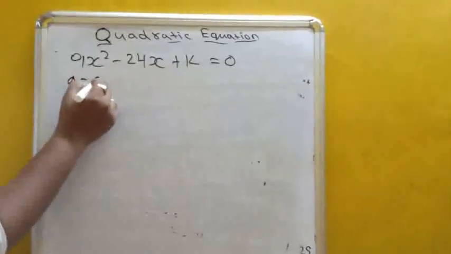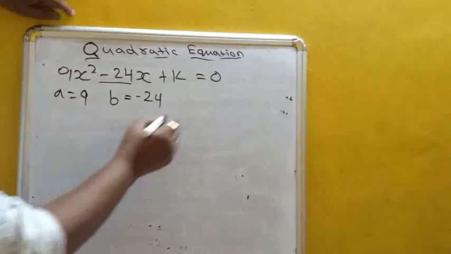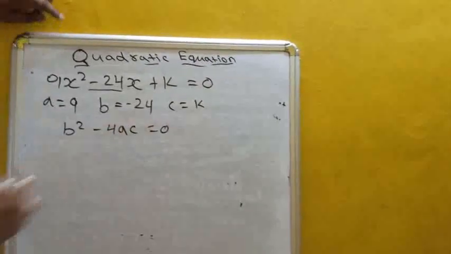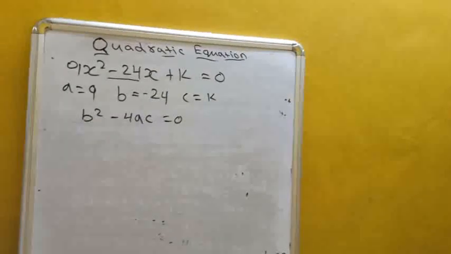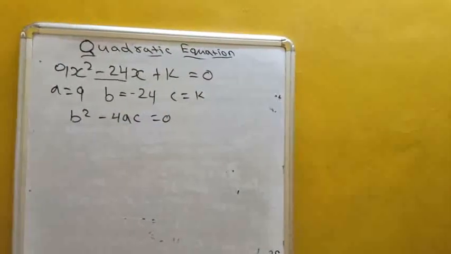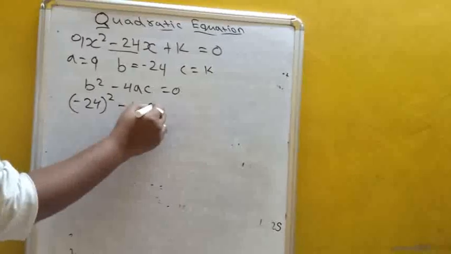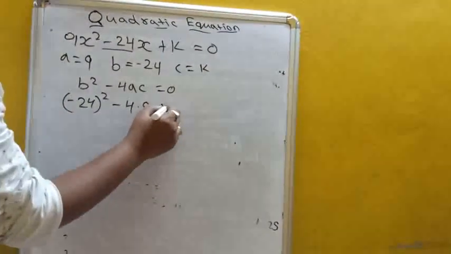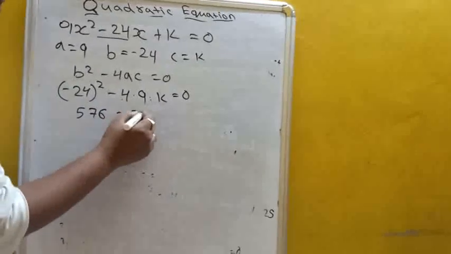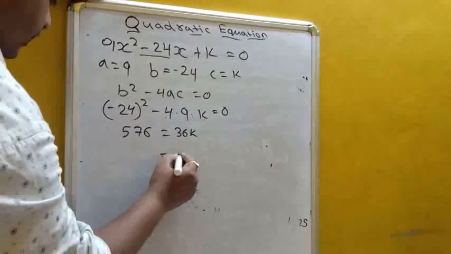First you write a equals how much? 9. B equals, not 24, what is given? Minus 24 you have to write. C equals how much? k. So b square minus 4ac equals 0, directly you have to write. Why? Because already he told that the roots are real and equal. So b square equals minus 24 square, minus 4 into a, which is 9, into c, which is k, equals 0. So 24 square equals how much? 576 equals 4 times 9, how much? 36k. So minus is there, so I shifted directly, equal to 36k. So therefore k equals how much?